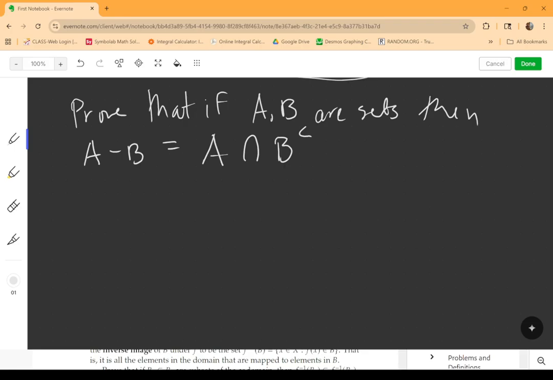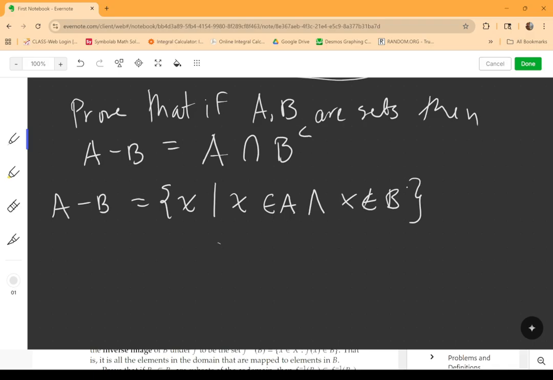And again, I'll approach this in the same way using my set builder notation. So A minus B consists of elements X such that X is an element of A and X is not in B.